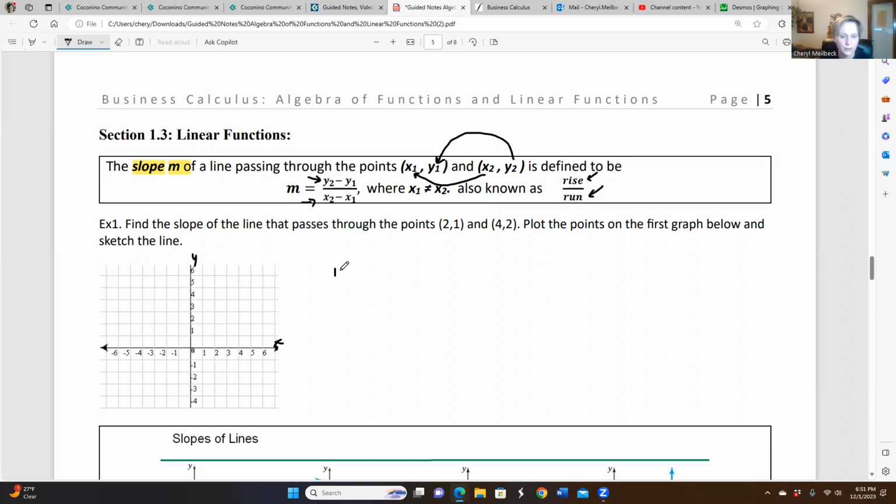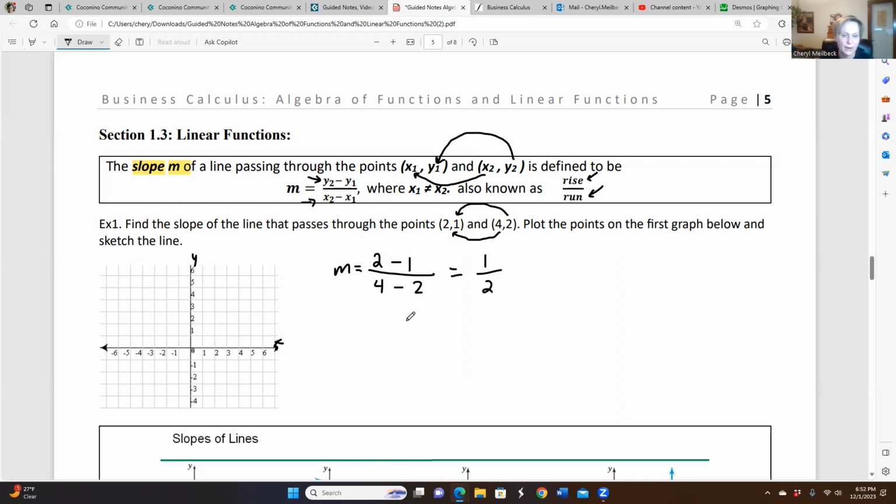If we perform this calculation, in example 2, it says find the slope of the line that passes through the points (2, 1) and (4, 2). Plot the points on the first graph below and sketch the line. So first, let's find our slope. In our numerator, we take y sub 2 minus y sub 1. So that would be 2 minus 1, because the second coordinates are your y-coordinates. Then you take your x-coordinates and subtract them and get 4 minus 2. So 2 minus 1 is 1, 4 minus 2 is 2.